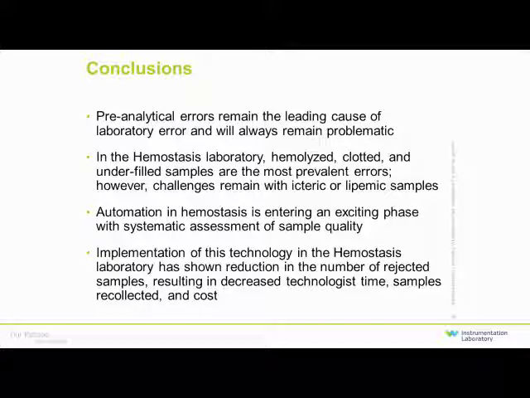Those will always remain. So automation in hemostasis is entering a really exciting time because we can now do systematic assessment of sample quality, which has never been done before. And that implementation of this technology in the hemostasis lab in a case study has shown reduction in the number of rejected samples. It's resulted in decreased technologist time, samples recollected, and cost.